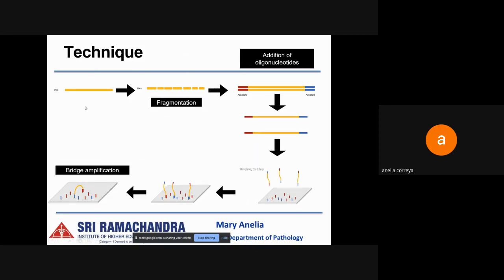So first we have the DNA of interest, which is then subjected to fragmentation. Then to each of these fragments, we add oligonucleotides, which will help the particular segment of the gene to bind to the microarray, the chip, which is called the flow cell. So this flow cell has complementary sequences on it. So this DNA of interest binds to it, and the next step which happens is called bridge amplification. So this DNA will bind to the complementary DNA on the same flow cell.